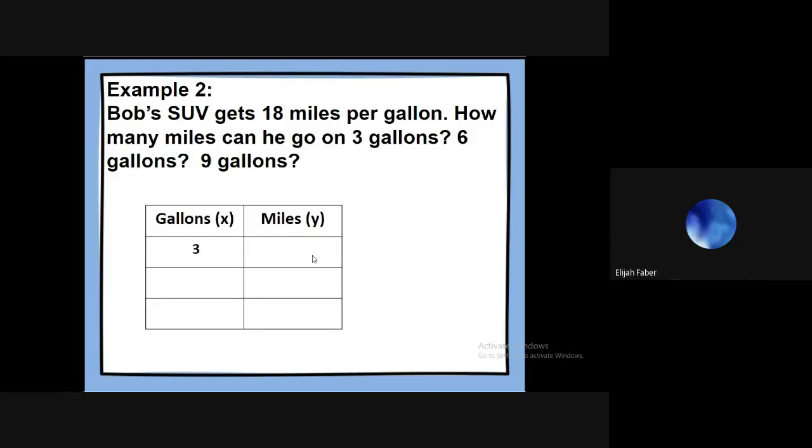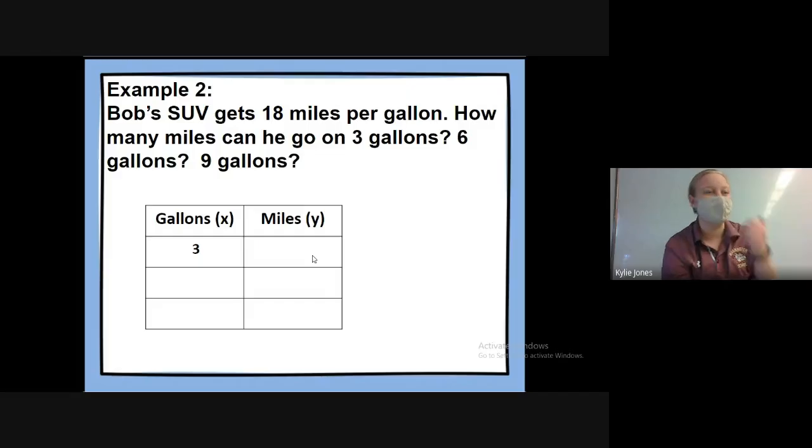Multiply. You're going to take the number 3, multiply it by 18 to get how far he drove. What is 3 times 18? It's 54. He can drive 54 miles if he buys 3 gallons of gas. What about if he wants 6 gallons of gas? How far can he drive then? How do we find that?